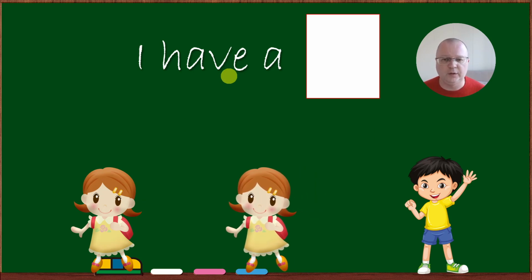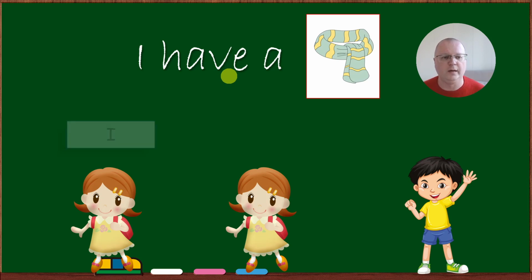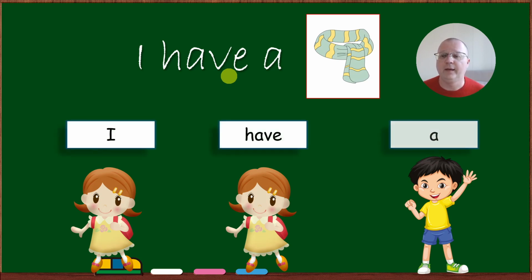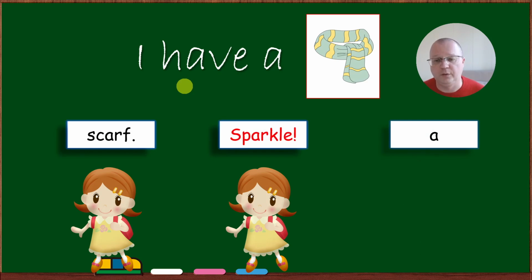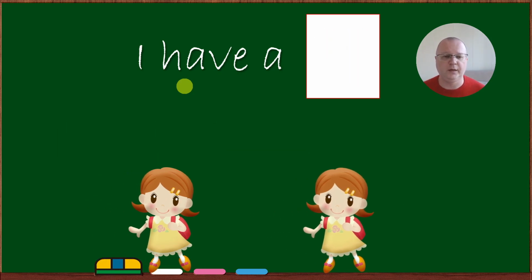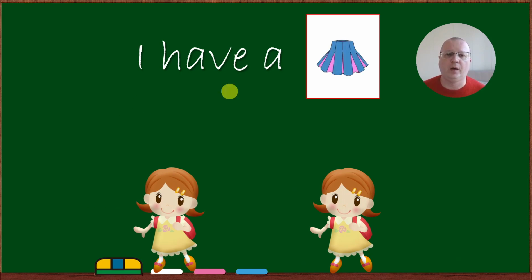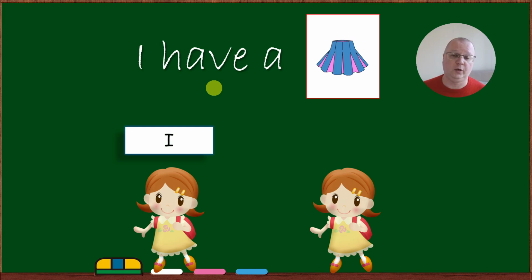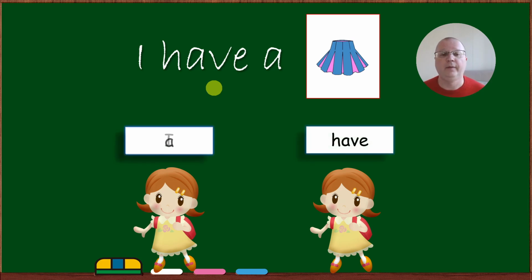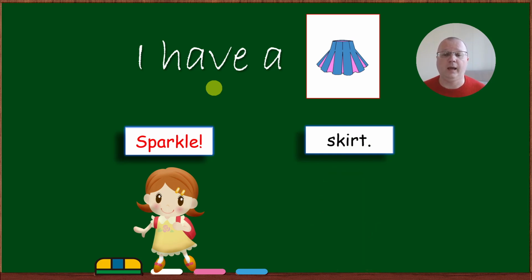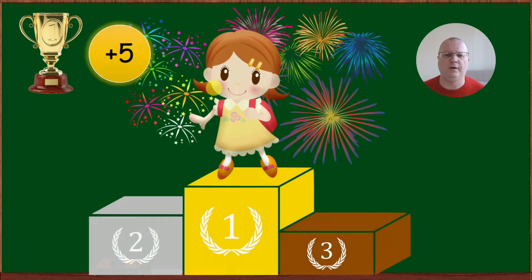And now we have 3 students. We change the flashcard and the game goes on. I have a scarf. Sparkle. The student goes back to their seat. Next, the sentence is I have a skirt. And here we go. I have a skirt. Sparkle. And ta-da! We have a winner!